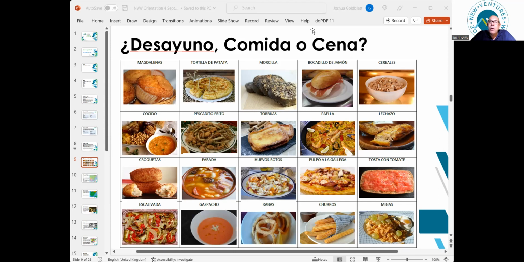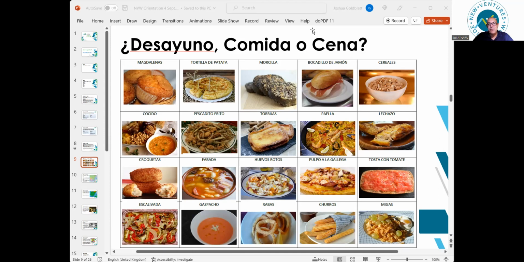What about tortilla de patata? Would that be desayuno, comida, or cena? Write down. Comida. Paula says cena. Correct. Yeah, cena. So eggs and egg dishes are more often eaten in the evening than at midday. Interesting. So more like the cena.